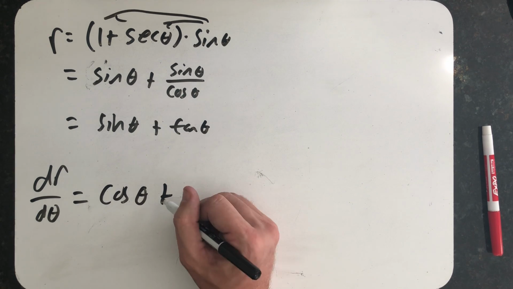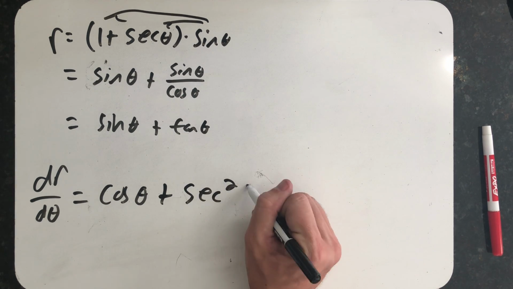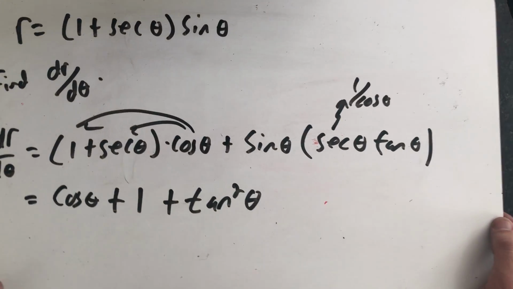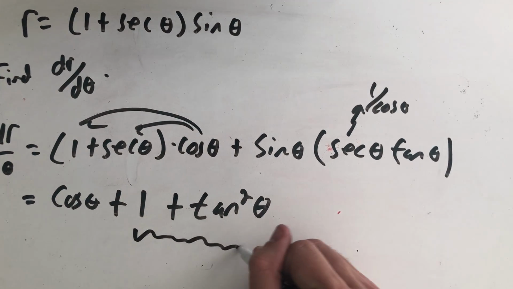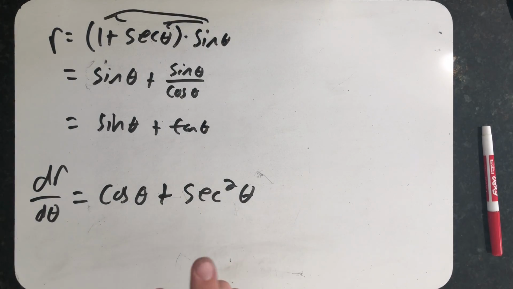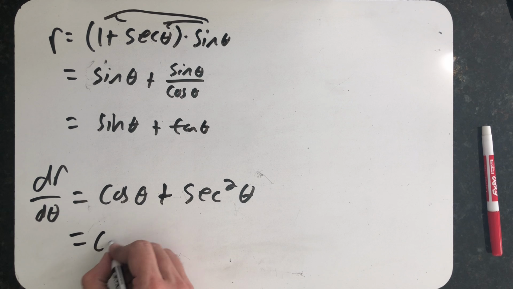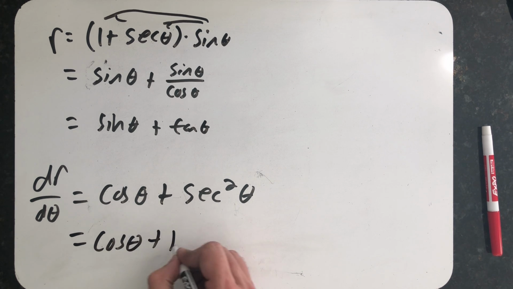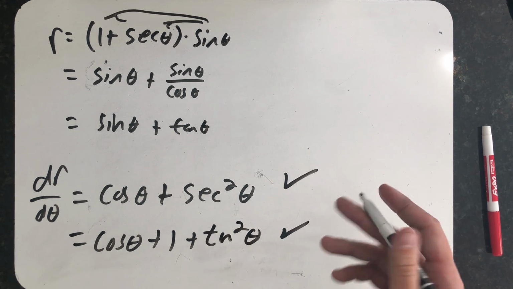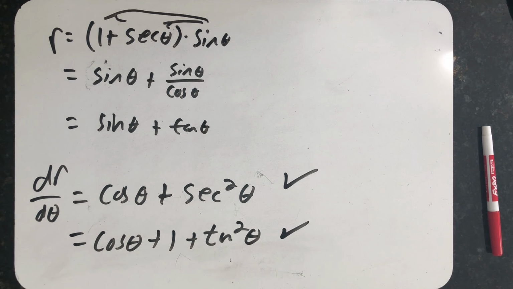plus the derivative of tangent, which is secant squared θ. And I'm a little worried because that's not exactly what I had written here. But then I remember those Pythagorean identities we ended one of our last videos with, and 1 plus tangent squared is secant squared. So these two expressions are equal. And they're both fairly well simplified.